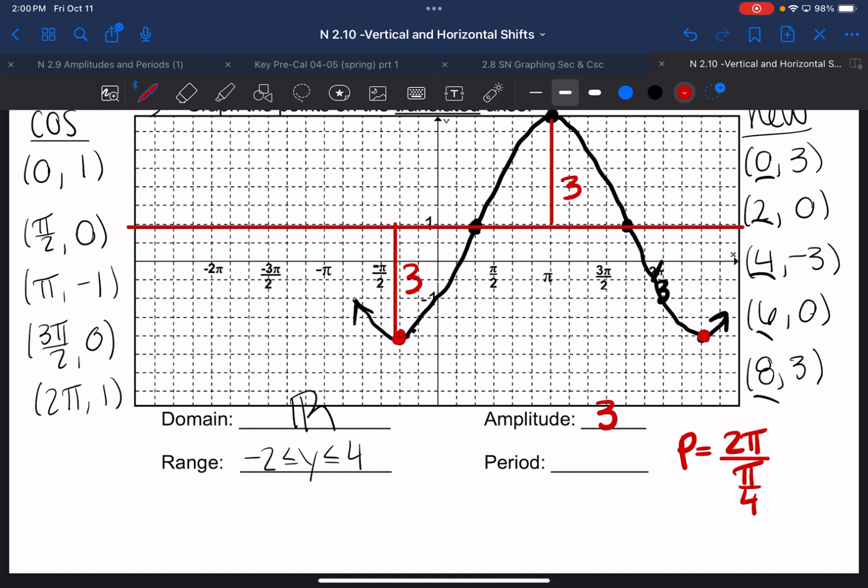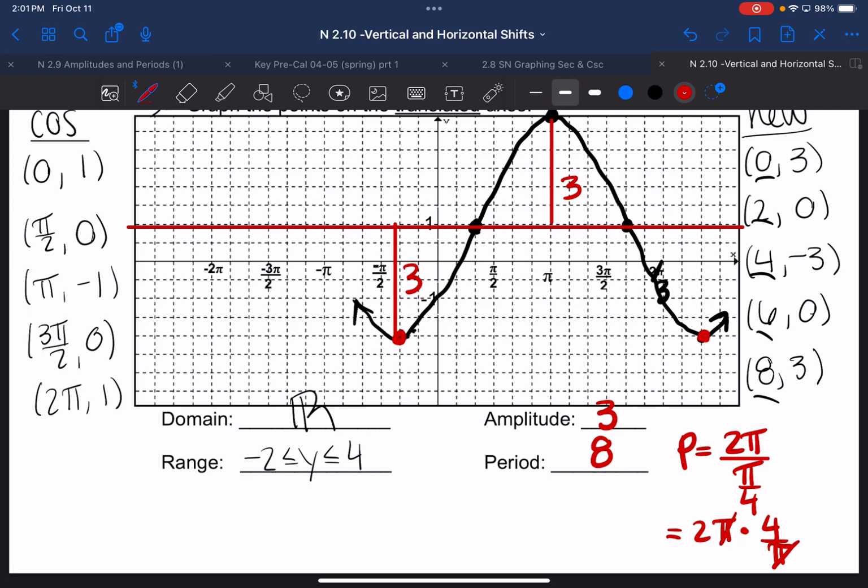Now we don't like a fraction in a fraction, so what are we going to do? Multiply. So 2 pi times 4 over pi. And those pi's will divide out, right? So what's the period? 8. So totally your choice. You can either come over to your graph and physically count how far it is, and you would have gotten 8, or you can mathematically solve it and get 8. Totally your preference. Let's look at one more.